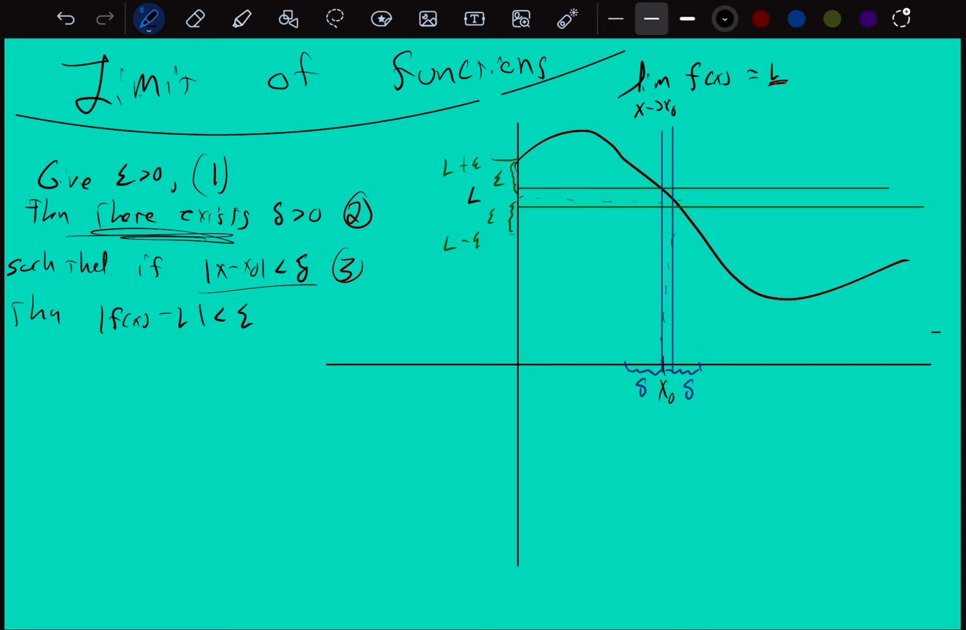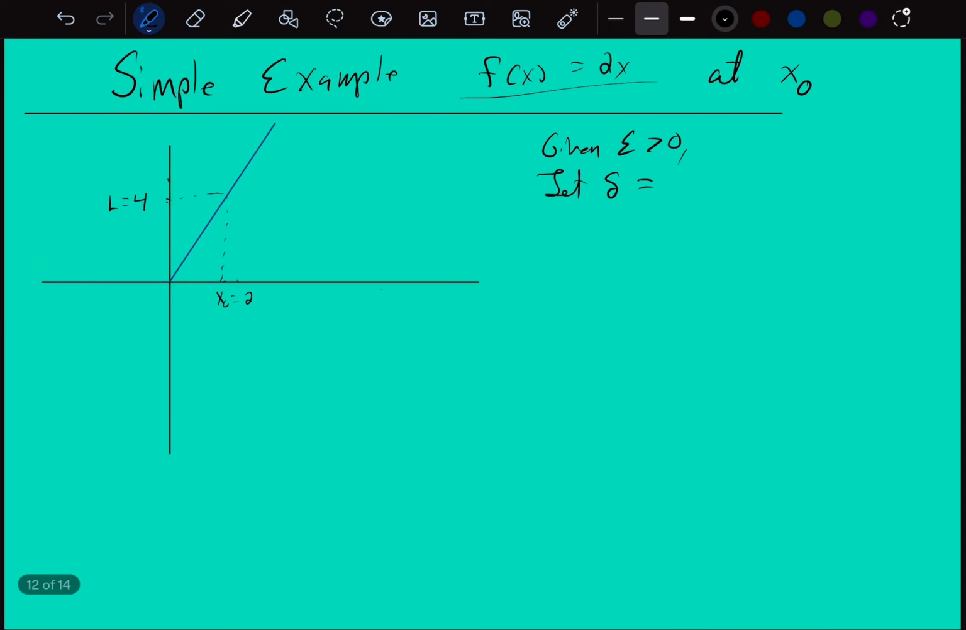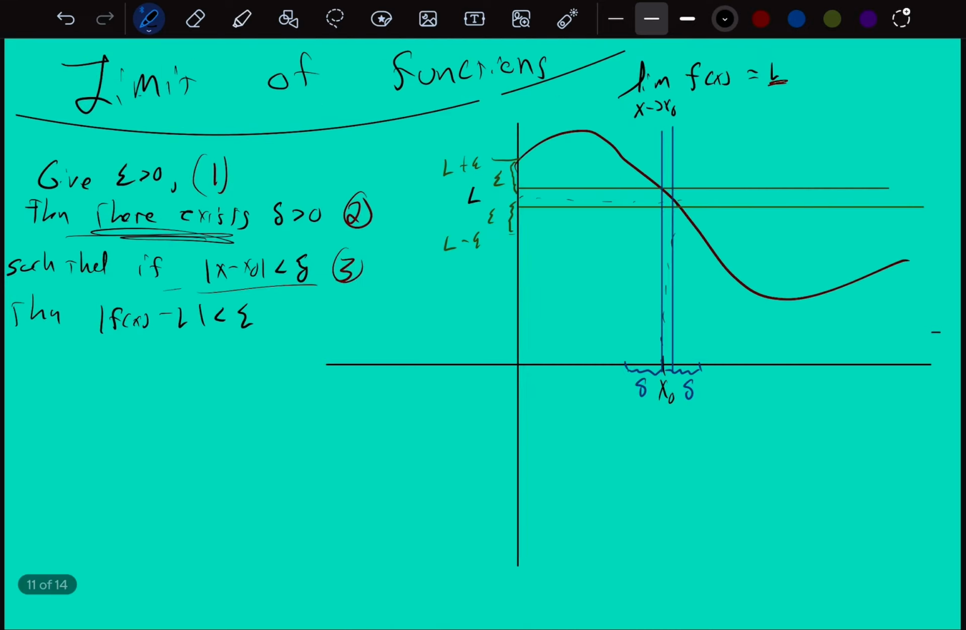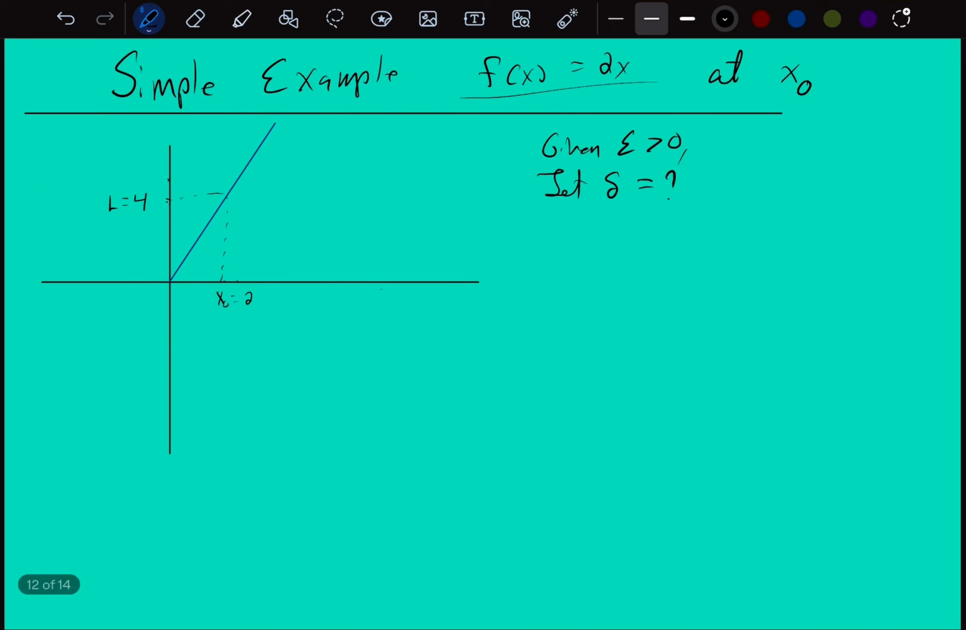So we can create whatever delta we want. So we're defining delta equal to something, but I don't know what it is yet. It's kind of hard to tell sometimes. But what's the next step? Next step is if the absolute value of x minus x naught is less than delta.